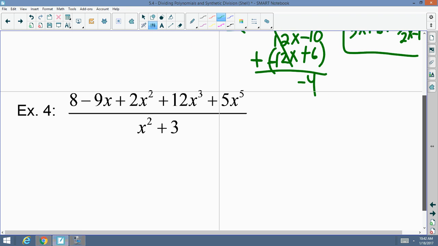In this case, I got a minus 9x plus 2x squared plus 12x cubed plus 5x to the 5th divided by x squared plus 3. Uh-oh. I've got to write this first in standard form, going from highest exponent to lowest exponent. Okay, you with me here? So let's do this.